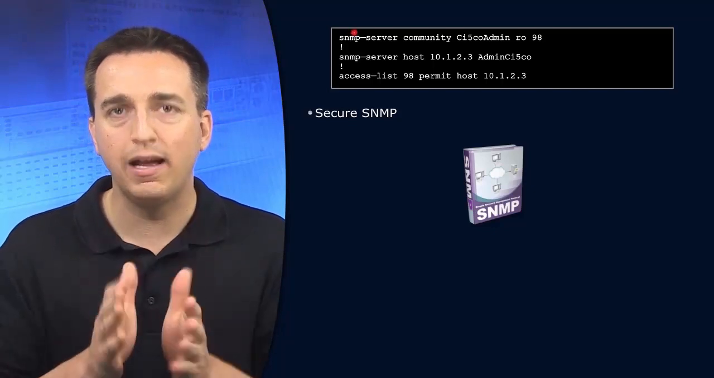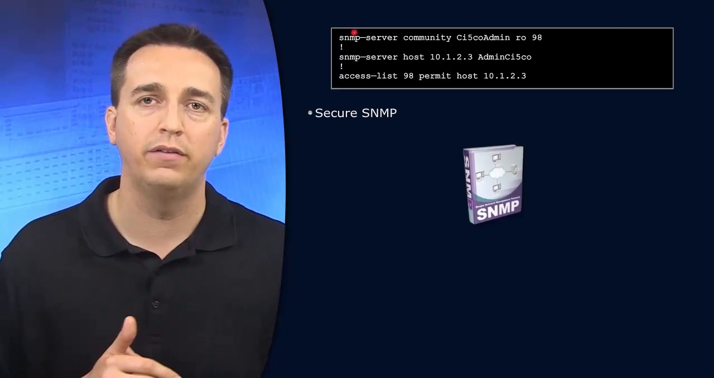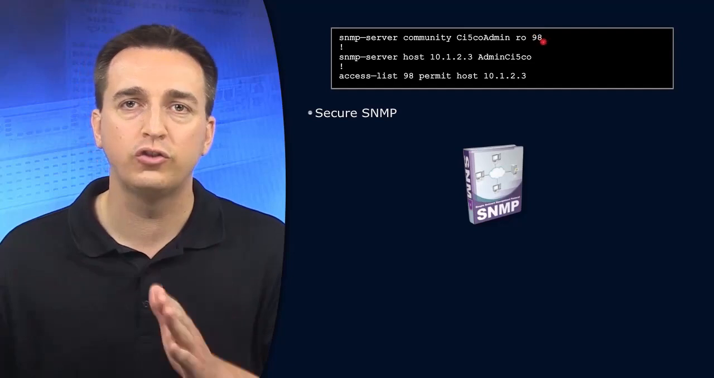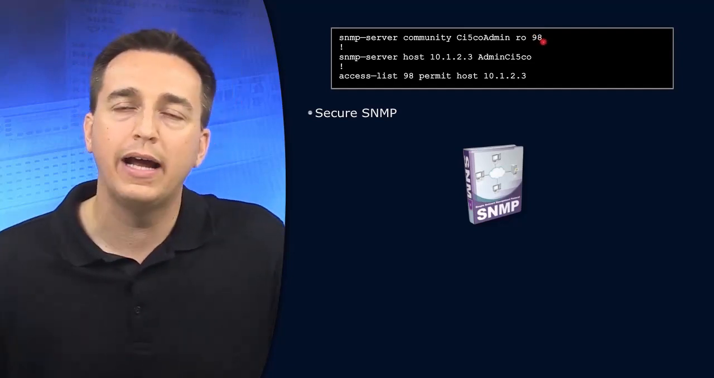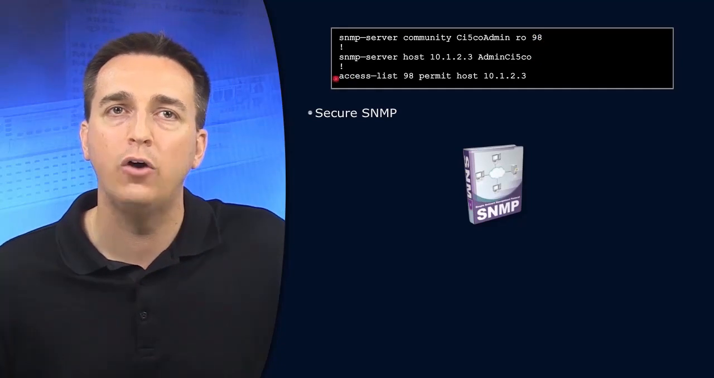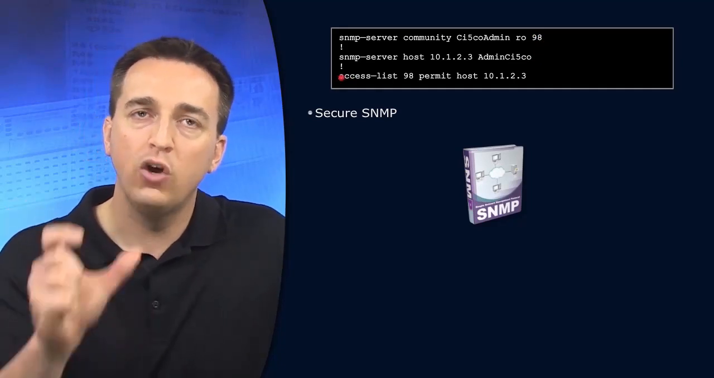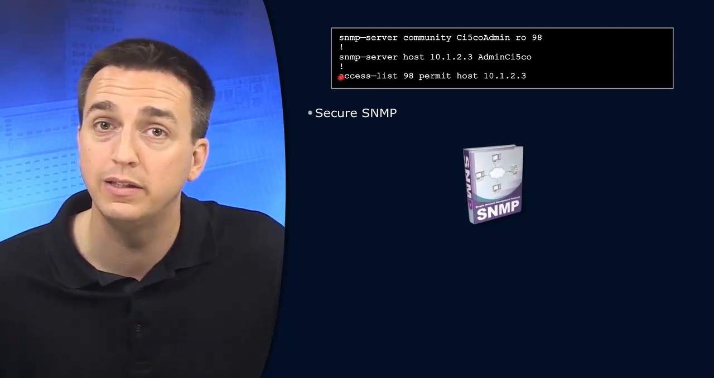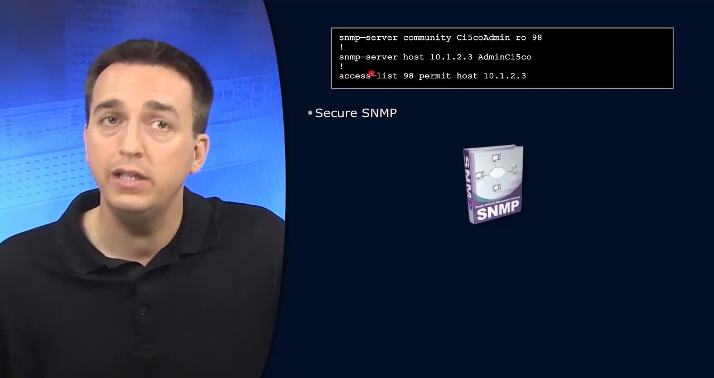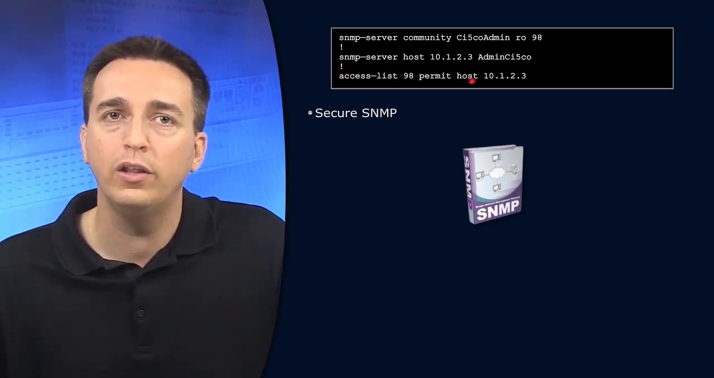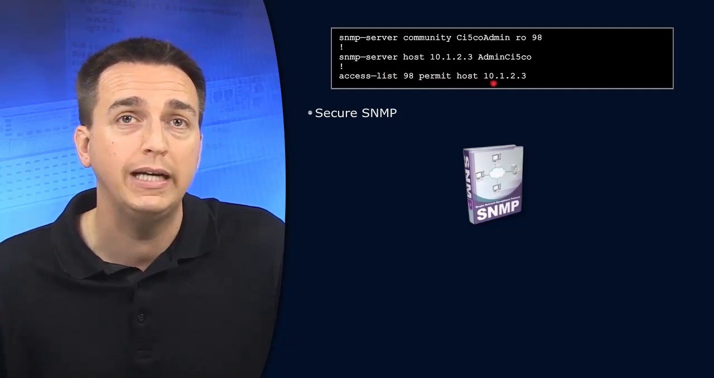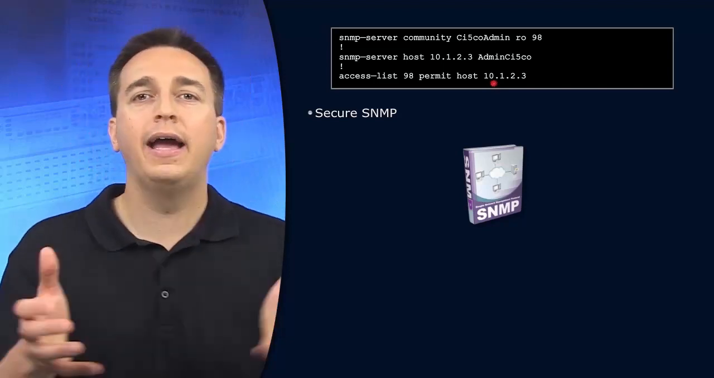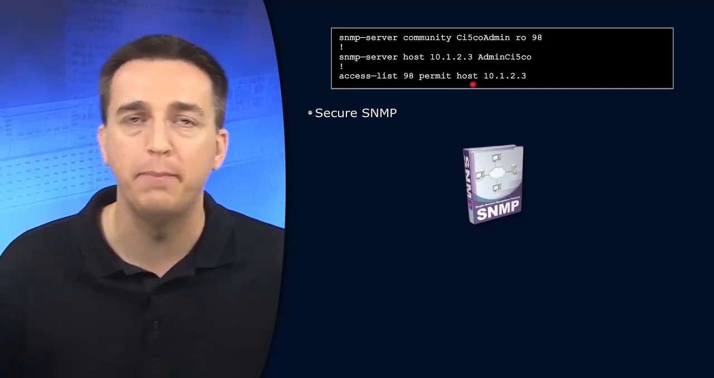The command by itself at that point is not secure enough for today's environments. We need to add an access control list to the end of this command. And that access control list defines who is allowed to connect to us with this particular community string and read the information from the management information base. So the access list here is saying that only the host with an IP address of 10.1.2.3 is allowed to use this read-only community string and pull information from our MIB.